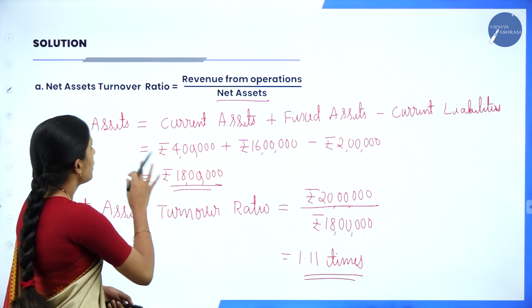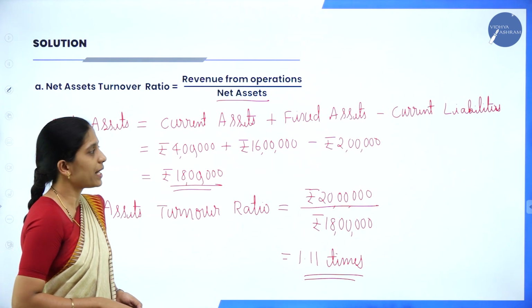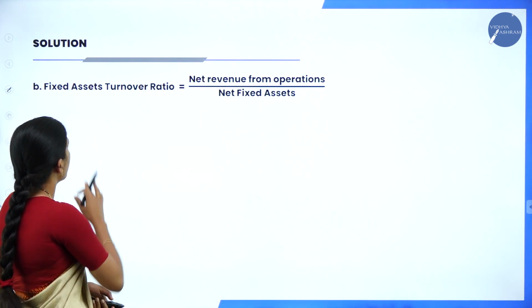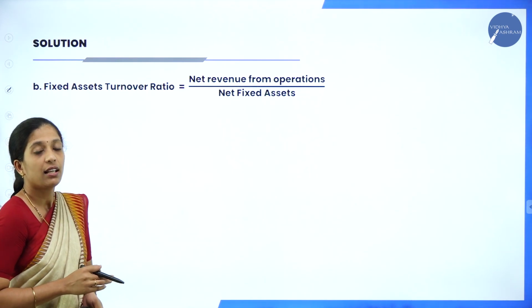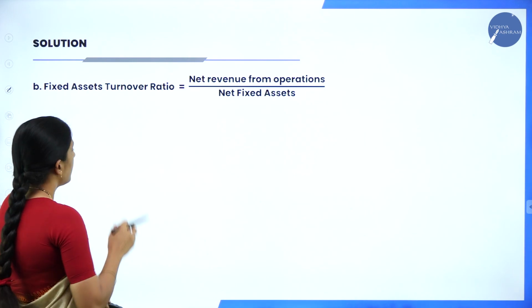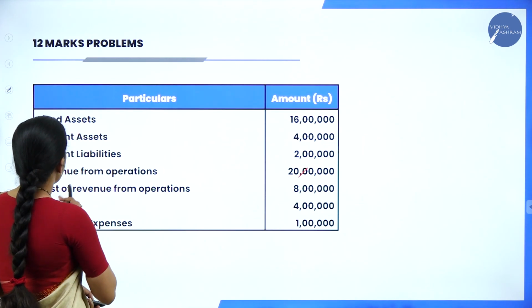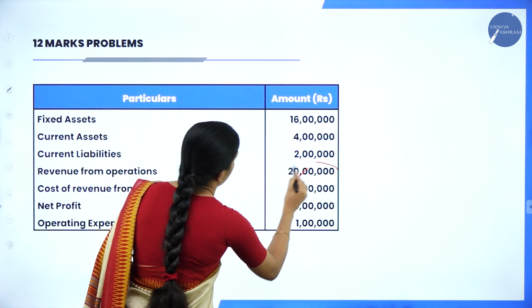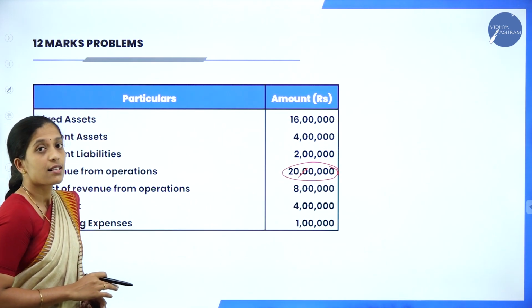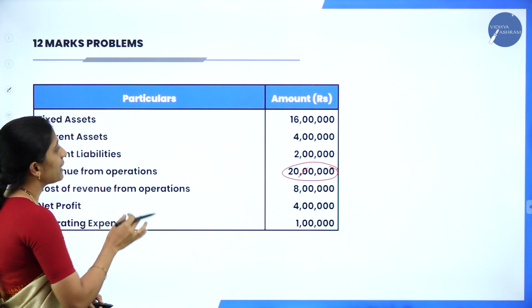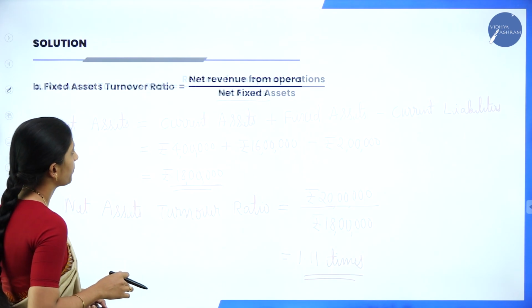1.11 times. So this is your net assets turnover ratio. Moving on to the next one, fixed asset turnover ratio: net revenue from operations divided by net fixed assets. Now let's see whether they have given it. So net revenue from operations will be 20 lakh divided by net fixed assets. So fixed assets is 16 lakh, correct?